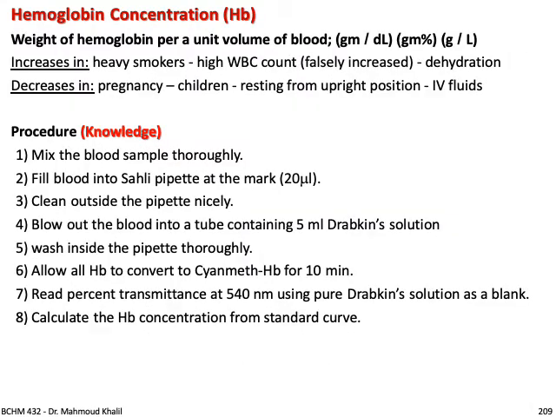The hemoglobin concentration is the weight of hemoglobin per unit volume of blood, in gram per deciliter, gram percent, or gram per liter. It increases in heavy smokers, high white blood cell counts (a false increase), and due to dehydration. While it decreases in pregnancy, children, resting from upright position, and while taking IV fluid. And of course the procedure is only for knowledge.